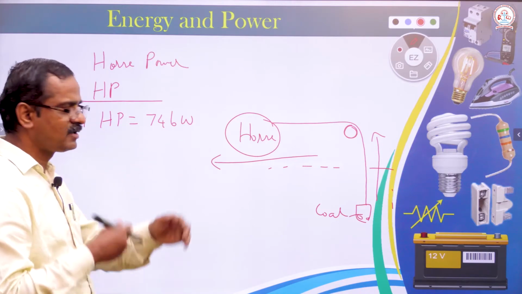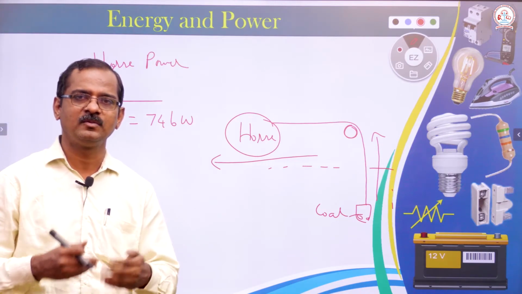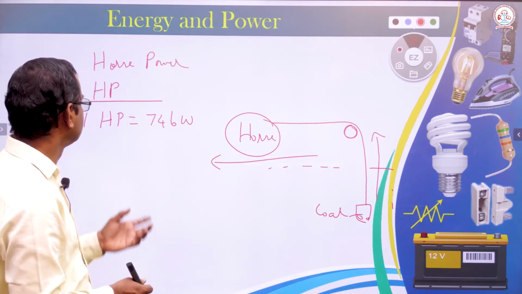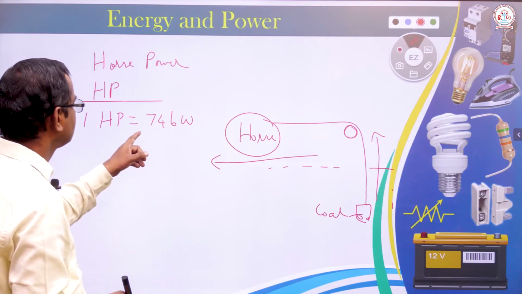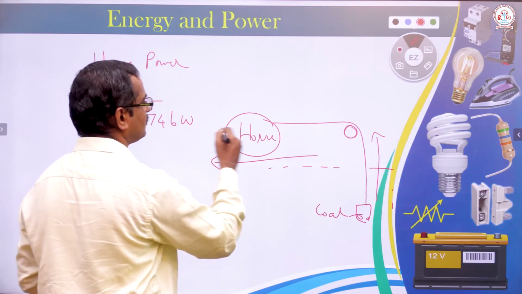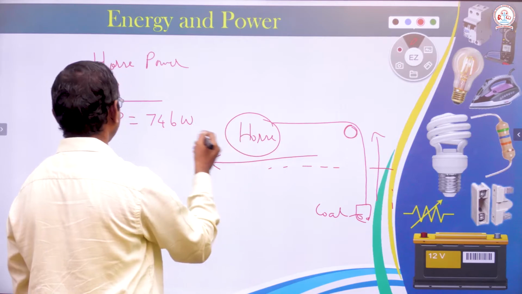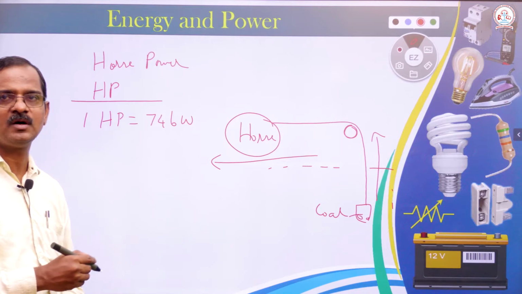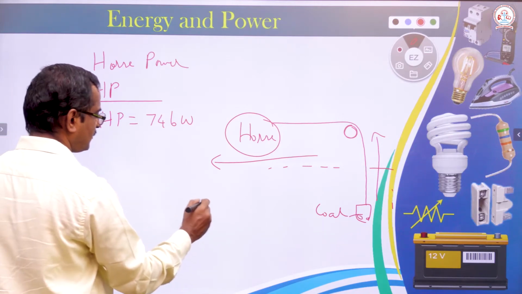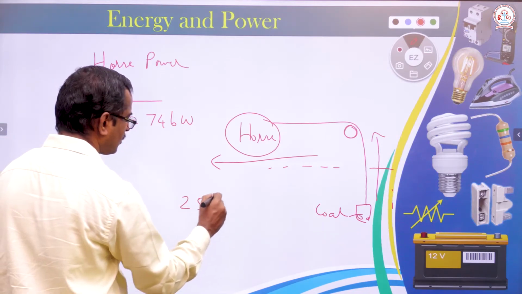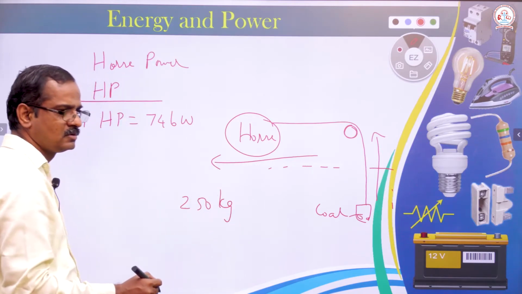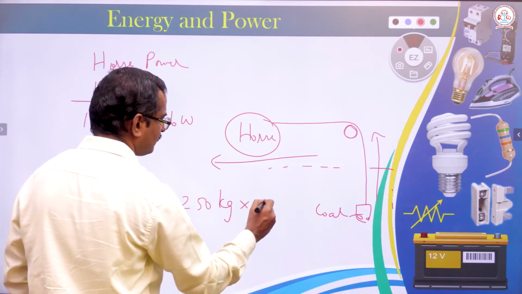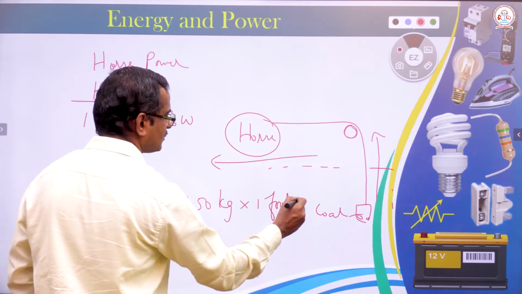So when the motor was discovered and designed, they compared the work done between the motor and the horse, and they mentioned that 1 horsepower equals 746 watt, which is equal to a horse lifting 250 kilogram of coal for 1 foot in 1 second.